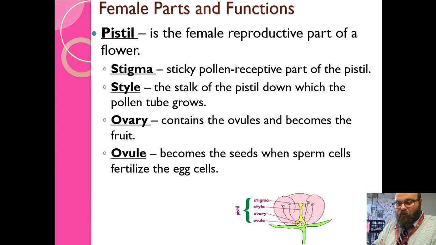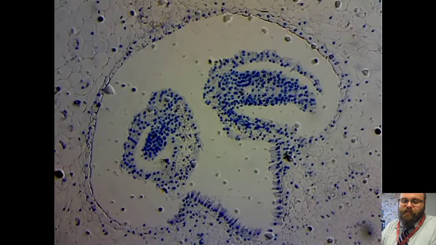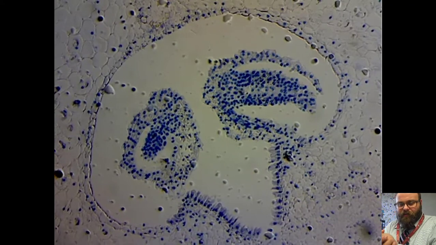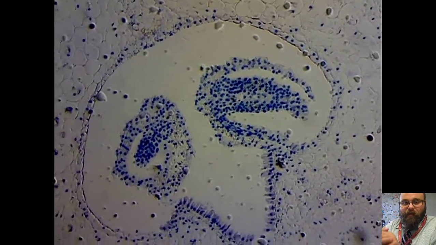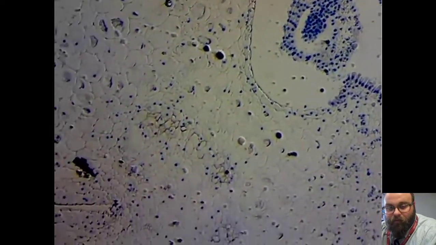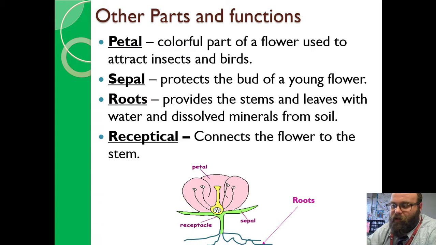Okay, inside of the ovary are these things called ovules, which become seeds once sperm cells fertilize them. So we have ovules, which are these specialized plant parts that are waiting for pollen, and once they become fertilized, they develop into seeds. Let's look at some other parts of a flower.